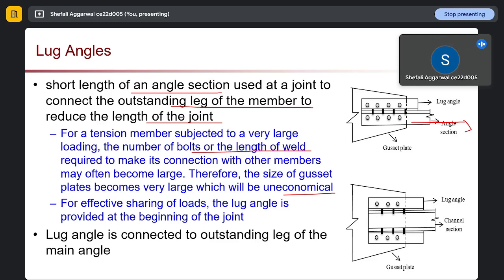Second reason is for effective sharing of load, the lug angle is provided at the beginning of the joint. Okay, we already discussed. So to decrease this connection joint, so that we don't have to provide a very long gusset plate. First reason is that. Second reason is to distribute the loads in our angle section and gusset plate. So the lug angle is connecting to the outstanding leg of the main angle.